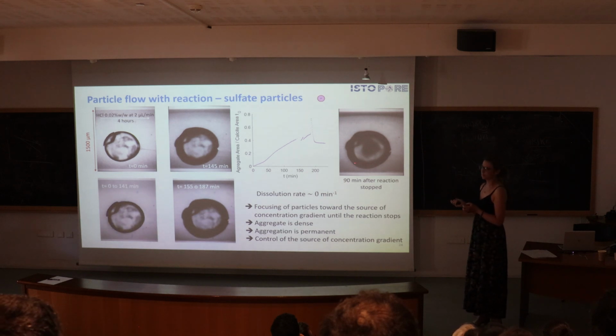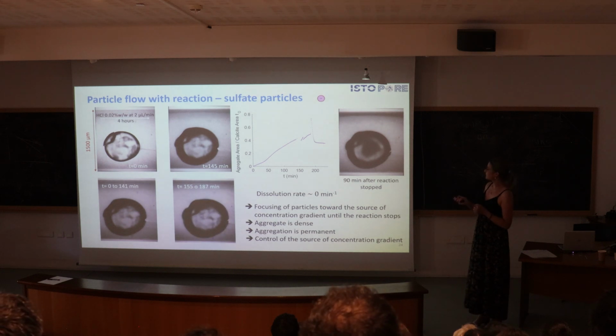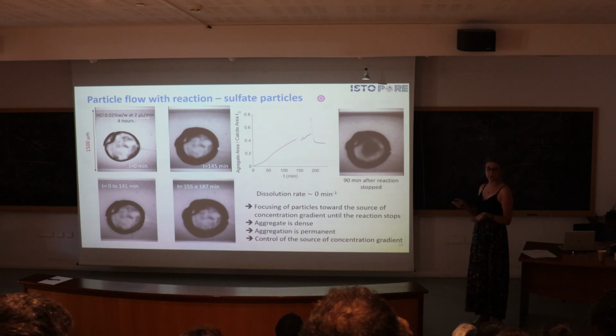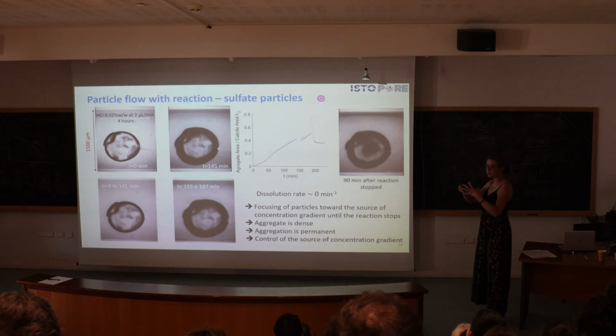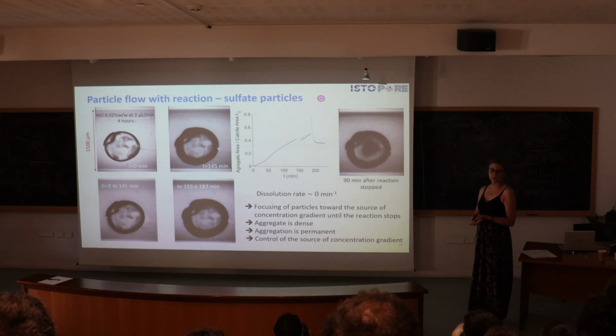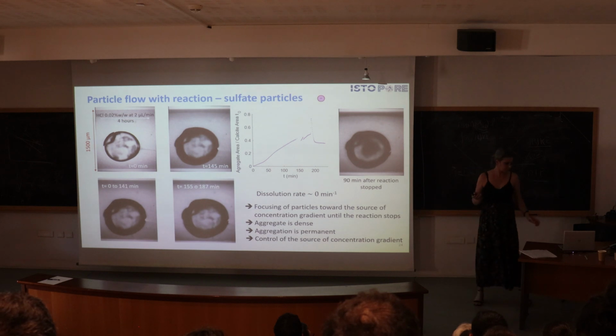And in this case, we stop the reaction. So this is the size of the aggregate with time. It increases, but at some point, we can no more aggregate particles because we have stopped the reaction. So in this case, we have a permanent effect, and we can actually control the source of concentration gradient. We can stop the chemical reaction with this process.